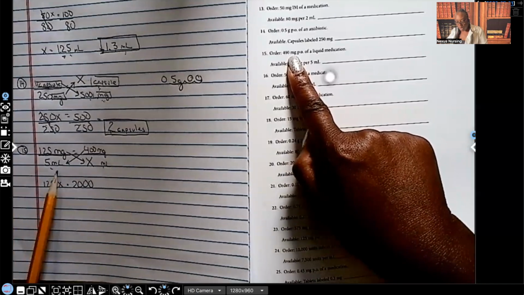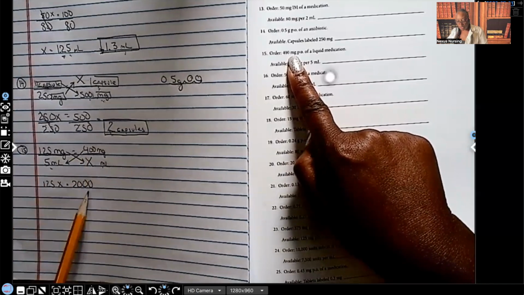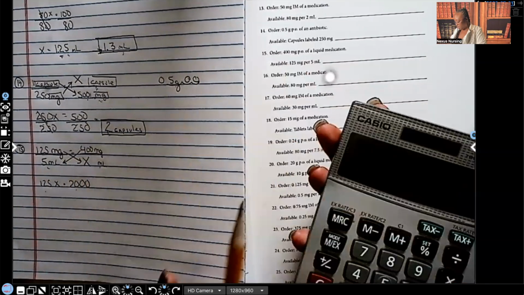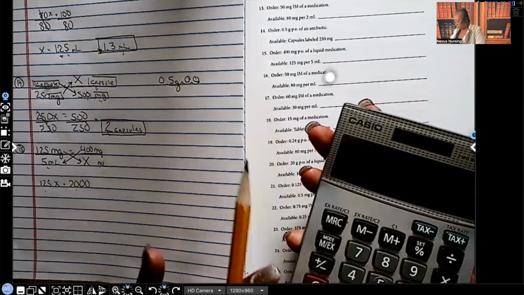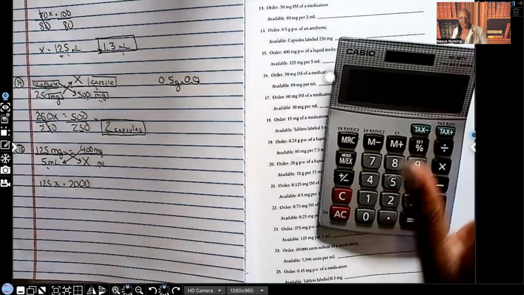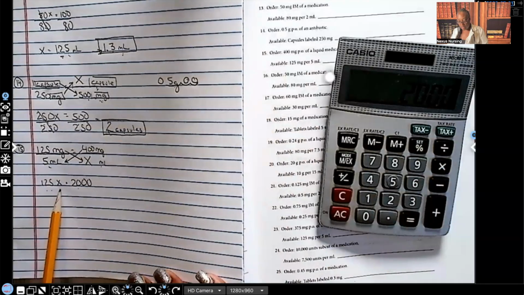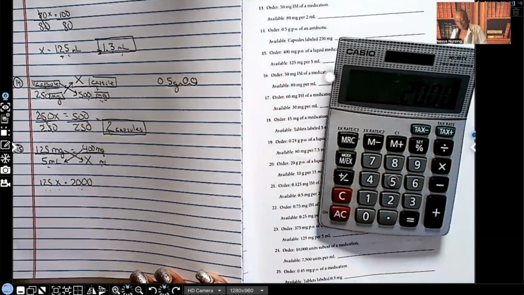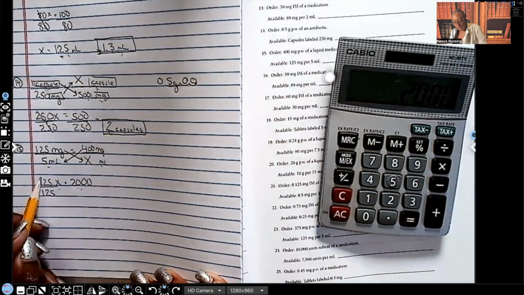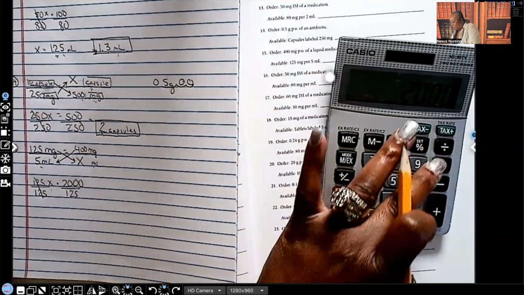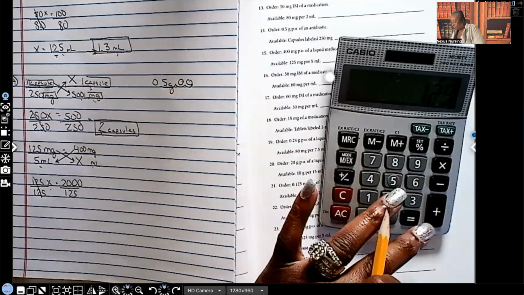Okay, anyway. So then I did 400 times 5, which gave me my 2,000. Let me make sure I'm right. 400 times 5, yes, 2,000. Okay, so now I have 125X equals 2,000. We have to get that X by itself. So in order to get it by itself, we're going to divide both sides by 125. Divide by 125, divide by 125. So now we're going to do 2,000 divided by 125, which is 16.